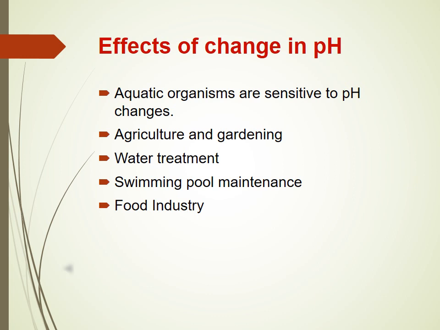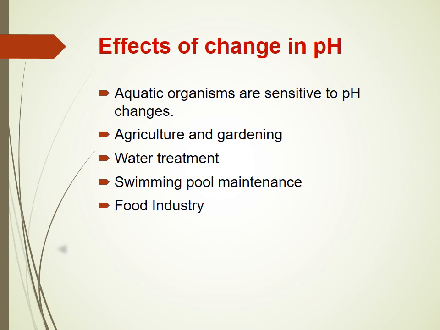Now, the important thing is what are the effects of this change in the pH on the ecosystem? For example, one very important effect of this change in the pH is on the aquatic organisms, because they are very sensitive to the change in the pH. For example, the optimal pH level for the survival of fish ranges from 6.5 to 9.0. So at levels outside this range, the fishes or aquatic organisms are susceptible to poisoning from toxic chemicals, and that's why they are at high risk.